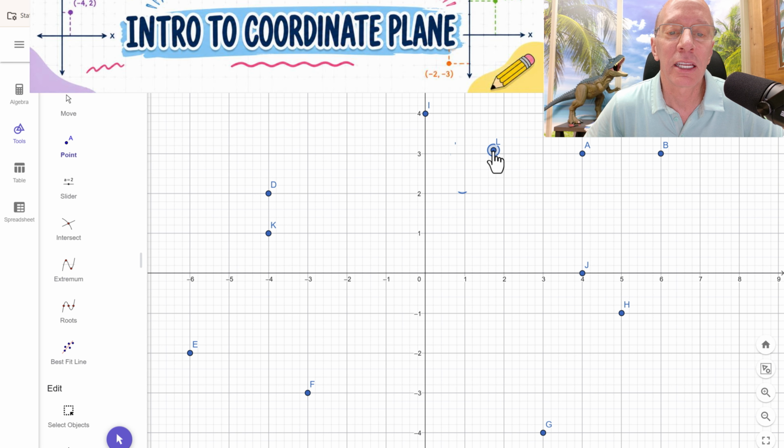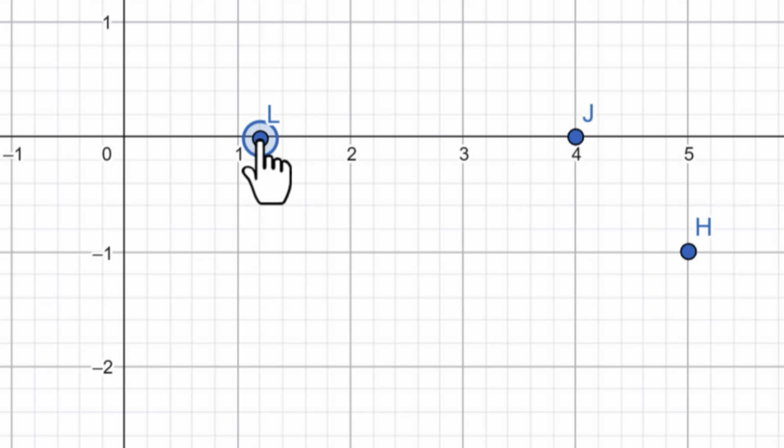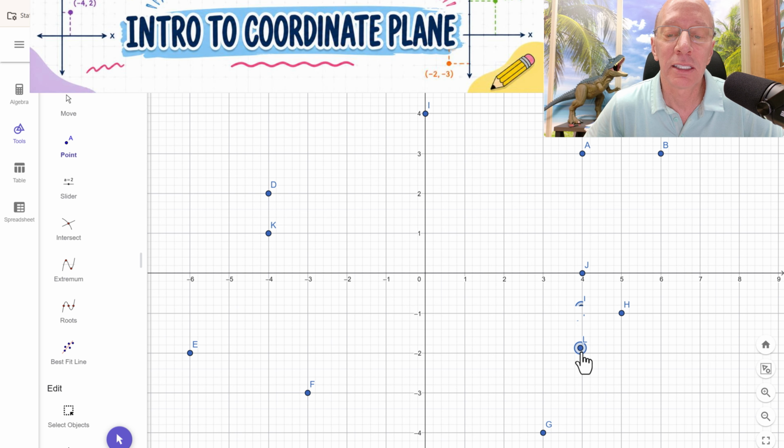All right, let me give you another problem. What if I had to plot 4, -2? Where would 4, -2 go? Well, 4 is the x-axis, and it's going to be positive. So it's 1, 2, 3, 4. And the -2 is going down. So it'd be 1, 2. This is quadrant 4.